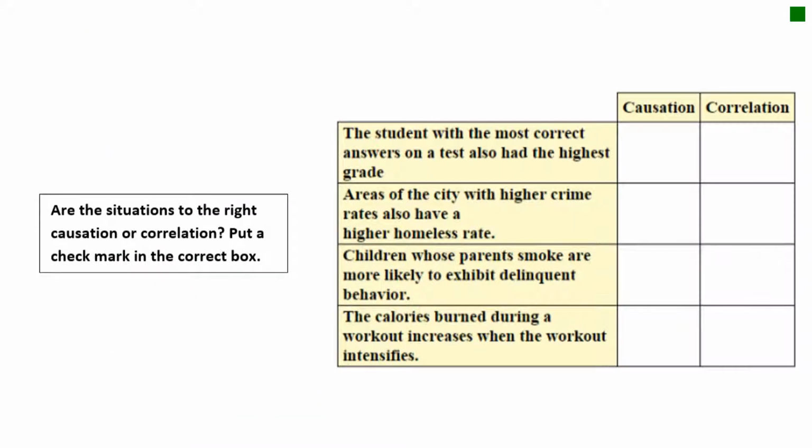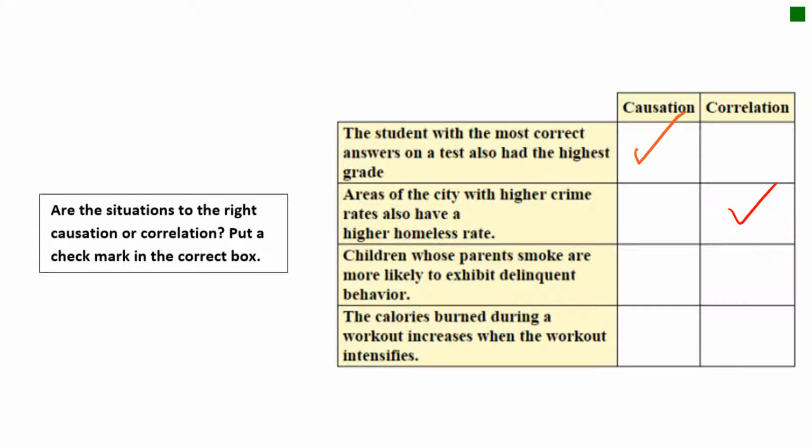All right. Causation, correlation. We're just saying yes or no this time. The student with the most correct answers on a test also had the highest grade. True. Causation. That is a causation. It's also a correlation. The more answers you get right, the better grade you get, but the most correct, highest grade, is going to cause it. Areas of the city with higher crime rates also have a higher homeless rate. That's just a correlation. That just is something that happens to occur. It is not the homeless that cause higher crime.